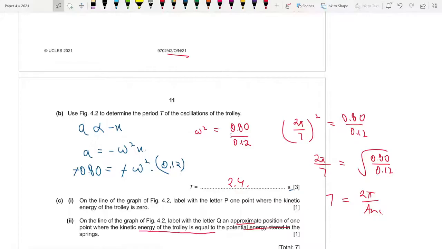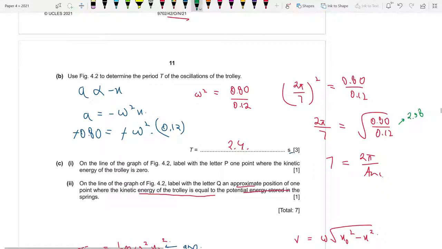0.8 by 0.12 is around 6.67. Root over the answer is 2.58. So T is equal to 2 pi by 2.58, which is 2.4 seconds to 2 significant figures. Now, these are a bit difficult.